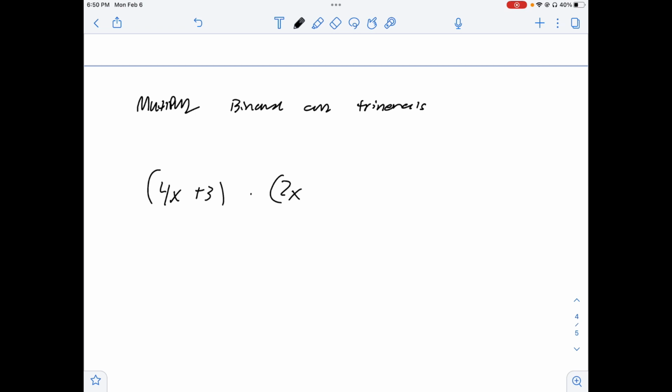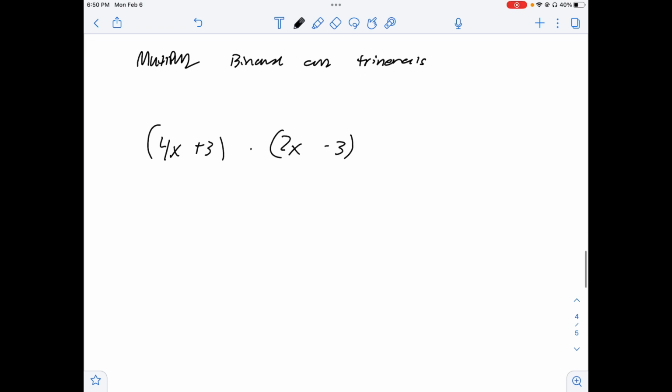Then the next rule is multiplying binomials. For multiplying two polynomials, multiply each term of the first polynomial by each term of the second polynomial and combine like terms. So you would multiply the first term, which is 4x plus 3 in parentheses, by 2x minus 3 in parentheses.